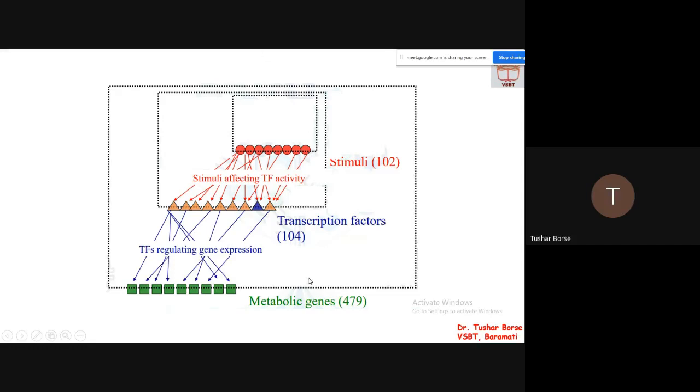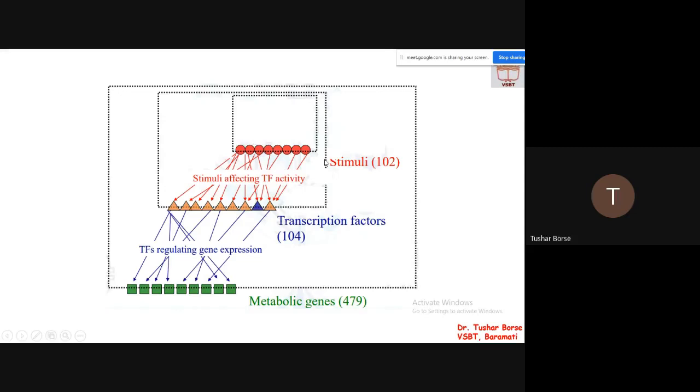In E. coli, it has been worked out that there are around 479 metabolic genes. These 479 metabolic genes are regulated by 104 transcription factors. So you can see the complexity: there are many transcription factors affecting the expression of these metabolic genes. On the other hand, these 104 transcription factors are stimulated by around 102 stimuli.